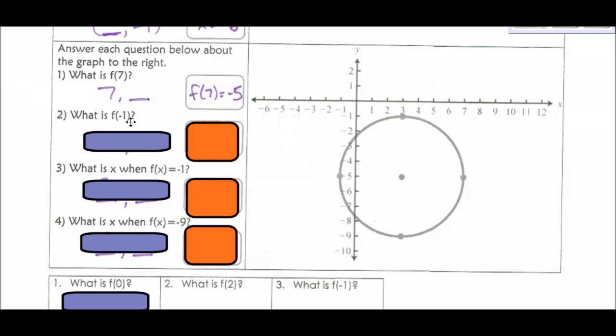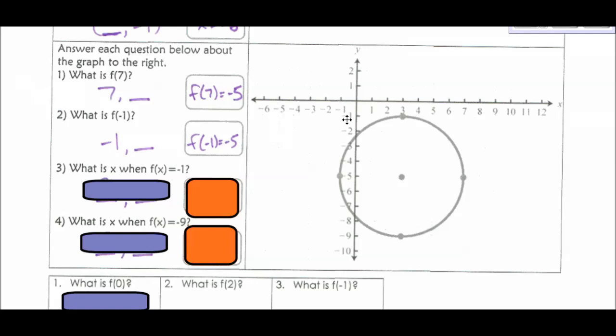What is f of -1? I go over to an x of -1, and I see that actually it's still at -5 at that point. When x is -1, my y value is -5. So f of -1 is also -5.